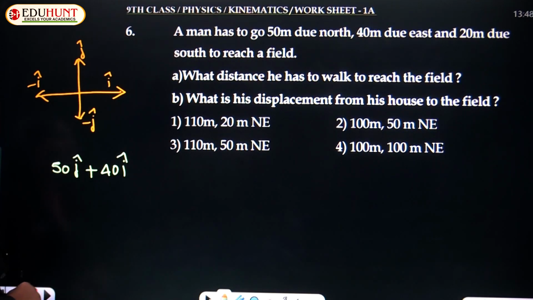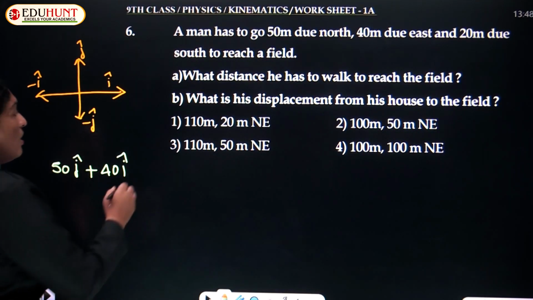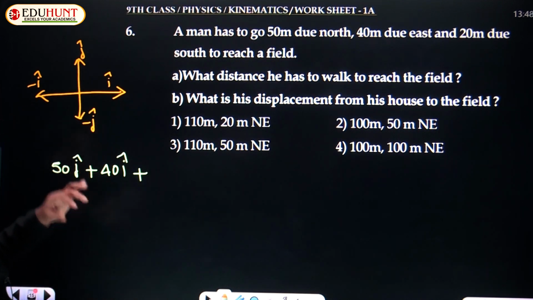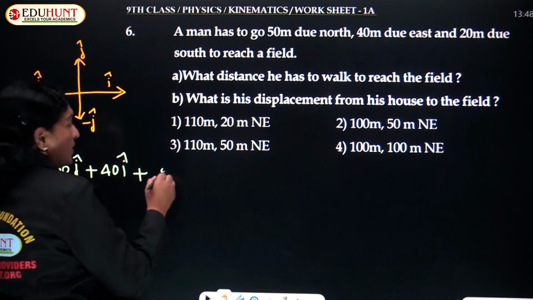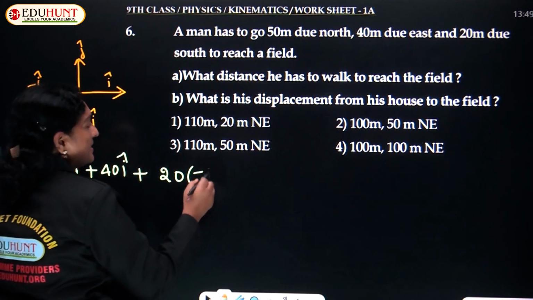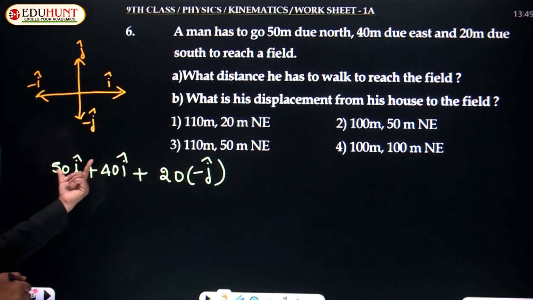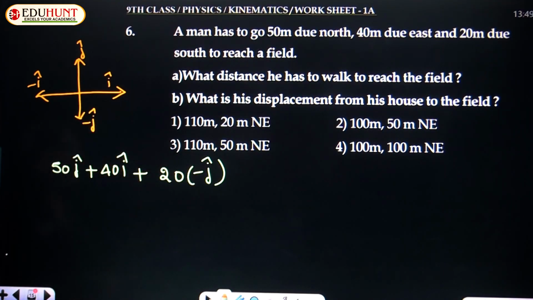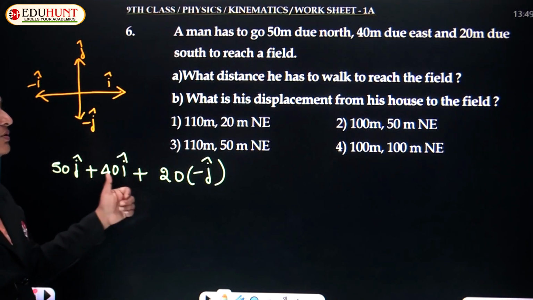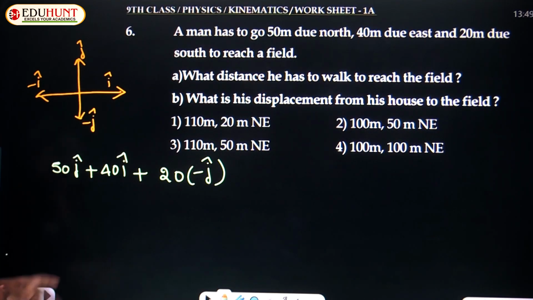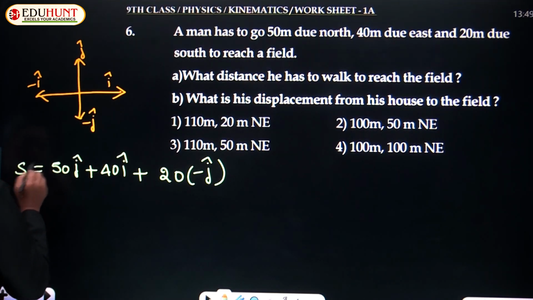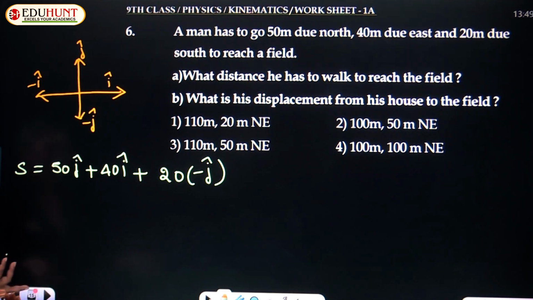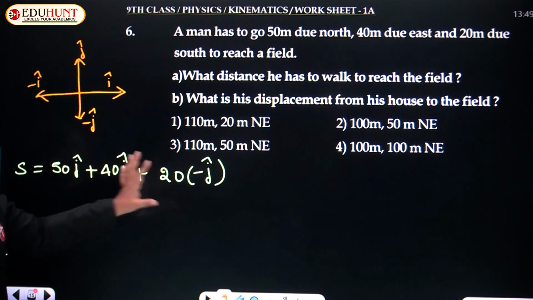And also 20 meters due south. Along with that, 20 meters due south. South means downward direction. So, 20 meters downward, it is indicated as minus j cap. Earlier it was north and east indicated by plus j and plus i, but south is indicated by minus j. So, this is the resultant value. So, what distance does he have to walk to reach the field? Total distance, how much? Let us indicate this. Magnitude of the displacement or the total distance he has to ask. Well, first of all, this will be the displacement vector we will be solving.